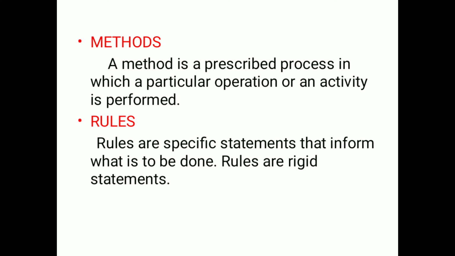Next is a method. A method is a prescribed process in which a particular operation or activity is performed. Methods specify the manner in which each segment of a task can be performed efficiently and effectively. The methods may vary from task to task. For example, there are different methods available for valuation of stock, like first in first out and last in first out. What is first in first out? It's a method for evaluation of stock.